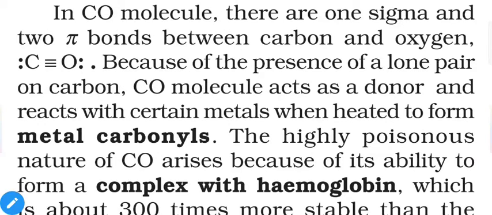In case of carbon monoxide, we have 1 sigma and 2 pi bonds between carbon and oxygen. Because of that, we have one lone pair of electrons in carbon and in oxygen as well. So because of presence of lone pair on carbon, it can act as a donor. And because of this donor nature, it can produce multiple different types of metal carbonyls.